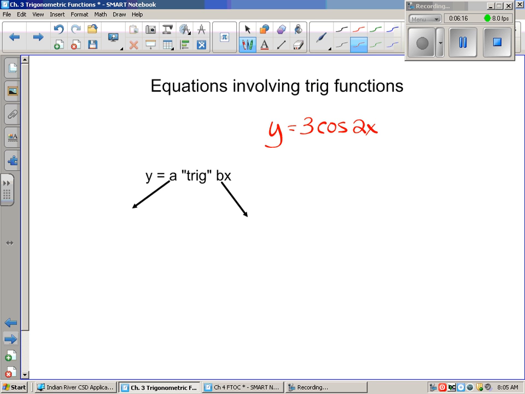The 3, or the A, represents the amplitude. And what does amplitude mean? How high and how low the graph will go. Good. This is basically the height of the graph. B represents the frequency: how many times the cycle will repeat itself between 0 and 2 pi.